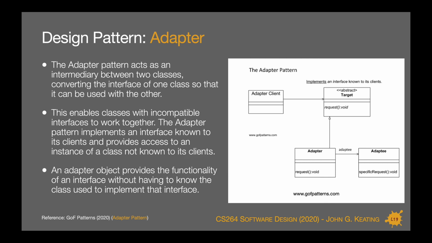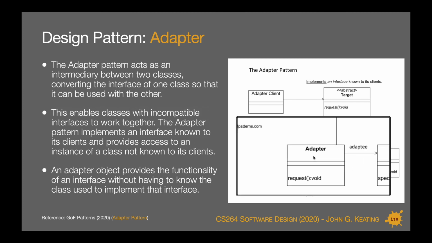It's nice. Okay, so the adapter pattern acts as an intermediary between the two classes, converts the interface of one class so it can be used with another class. It enables classes with incompatible interfaces to work together. The adapter pattern implements an interface known to its clients and provides access to an instance of a class that's not known to its clients. An adapter object provides the functionality of an interface without having to know the class used to implement that interface. Okay, so this is where it all happens.